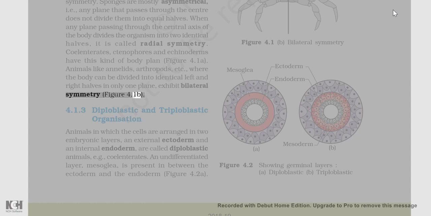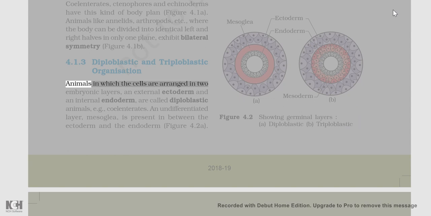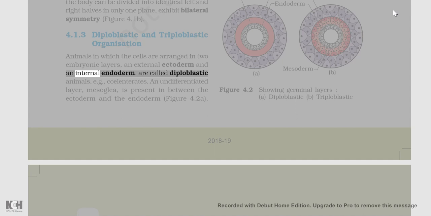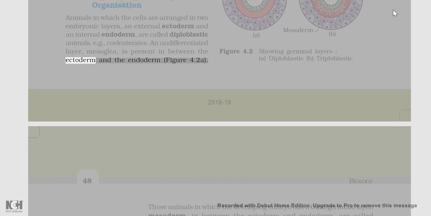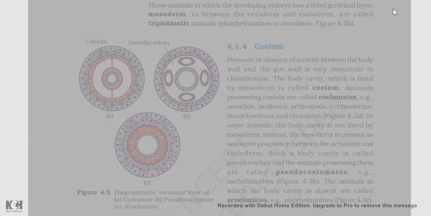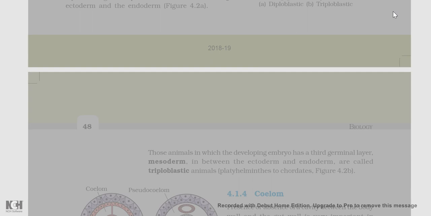4.1.3 Diploblastic and triploblastic organization. Animals in which the cells are arranged in two embryonic layers, an external ectoderm and an internal endoderm, are called diploblastic animals, e.g., coelenterates. An undifferentiated layer, mesoglea, is present in between the ectoderm and the endoderm.